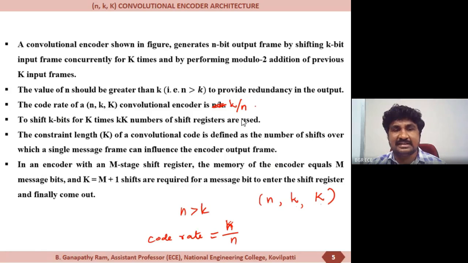So here the constraint length of the convolutional code is defined as the number of shifts over which a single message frame can influence the encoder output frame. For an encoder with an m stage shift register, the memory of the encoder equals m message bits, that is, K is equal to m plus 1 shifts are required for the message bit to enter the shift register and finally come out as a code word.